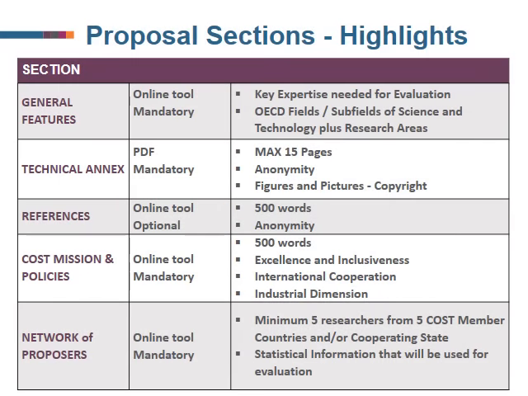These are the 5 sections of your proposal. First, the general features containing the summary, fields of expertise and keywords of your proposal. Then the technical annex that you will upload in a PDF format. Figures and copyright-free pictures are now allowed. References are optional. You will be able to add relevant references in support of your proposal. COST mission and policies. Here you will demonstrate how your proposal contributes to the COST policies shown previously. Finally, the network of proposers. This will allow you to invite and manage all participants to your network.